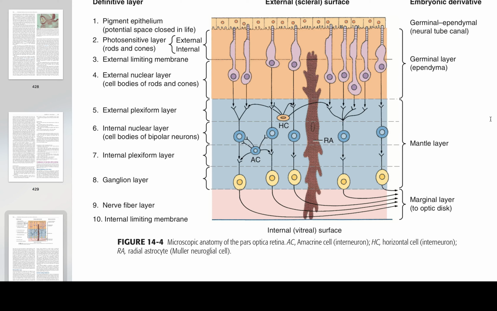Remember that the term for this layer, ganglion, is a misnomer because it implies that these neurons are outside the CNS, which is incorrect.